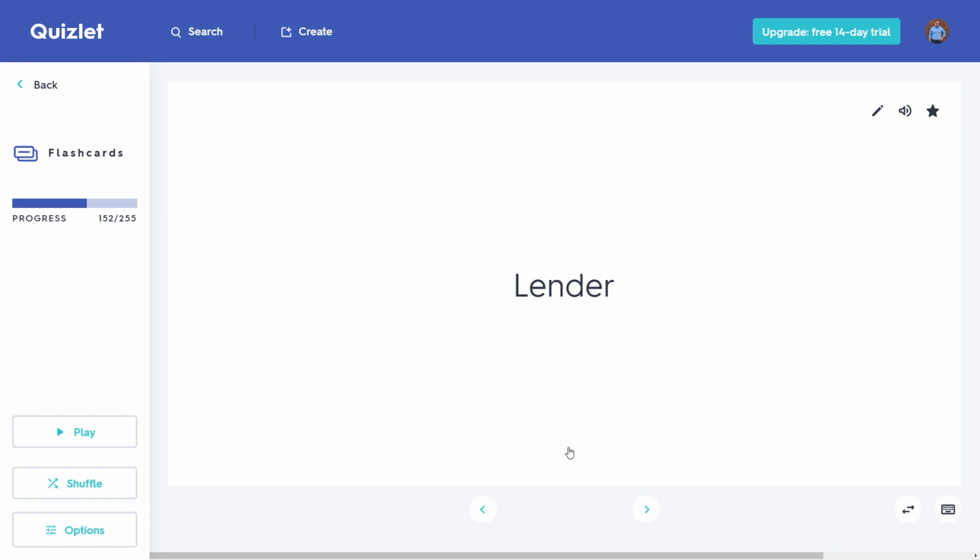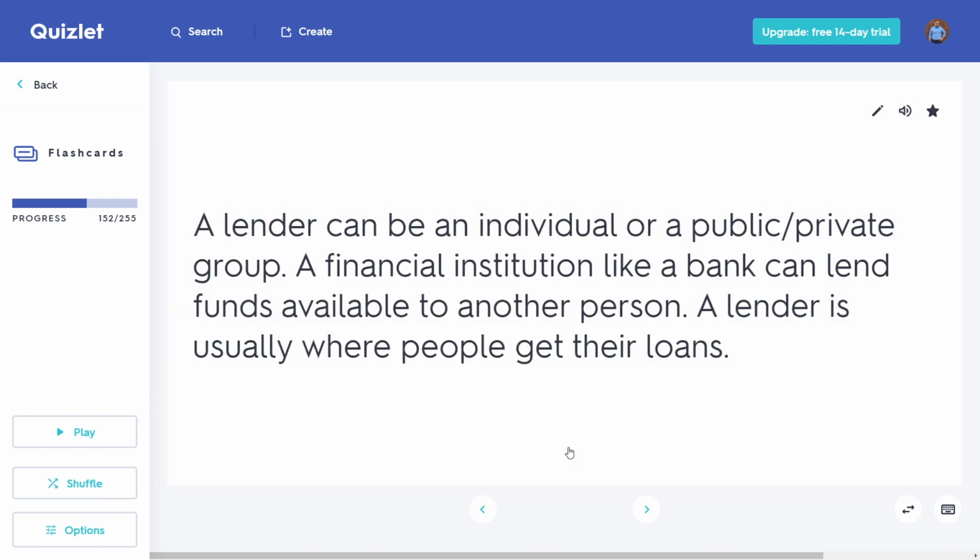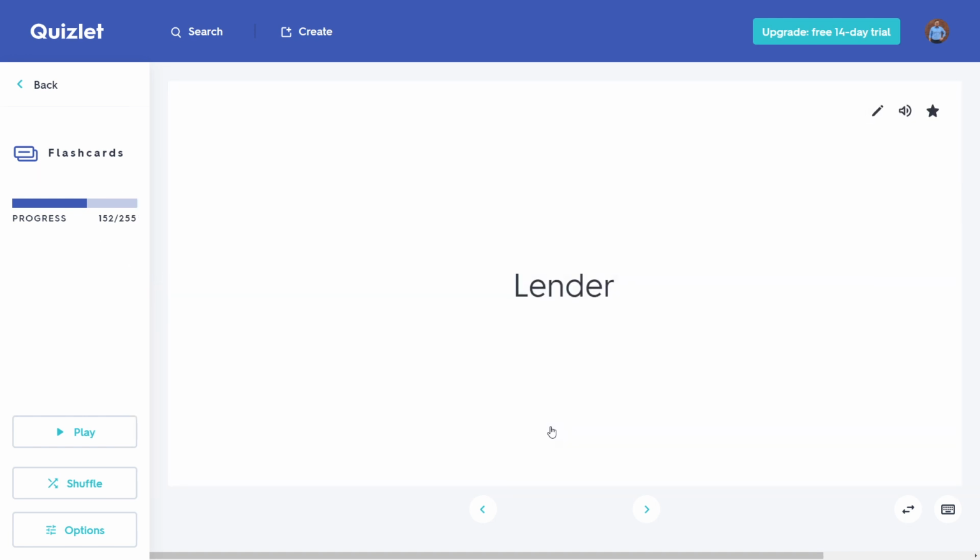What is a lender? Well, a lender can obviously be an individual or a private group, or a financial institution like a bank, that basically lends funds available to another person. A lender is usually where people get loans. It's as simple as that. When you're talking about lenders in your career, you're going to be talking about banks, mortgage companies, things like that.